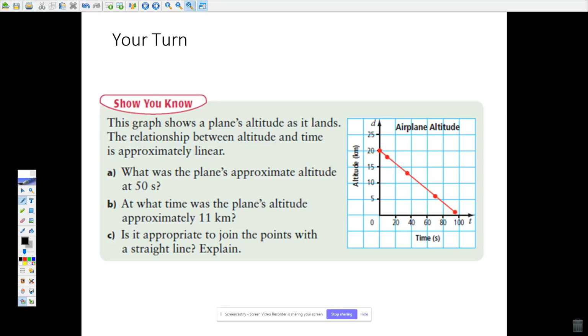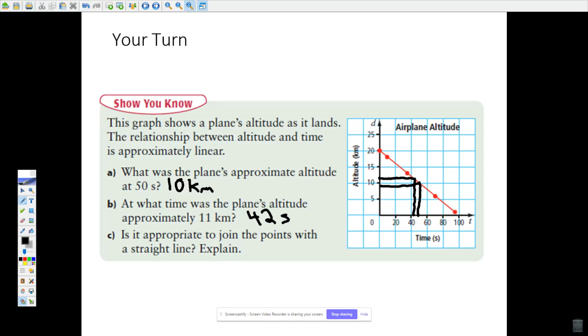Now that you've attempted them, let's look at the answers. What's the plane's approximate altitude at 50 seconds? We go to 50 seconds, scroll up, and then over. It should be approximately 10 kilometers. At what time was the plane's altitude approximately 11 kilometers? Well, we go to 11, go over, hit that, and go down. It looks like maybe 42 seconds or so.